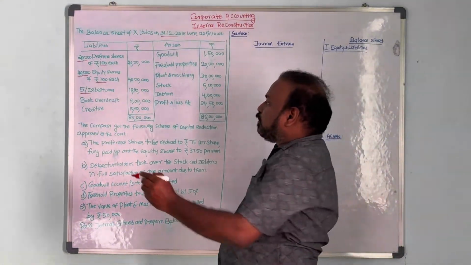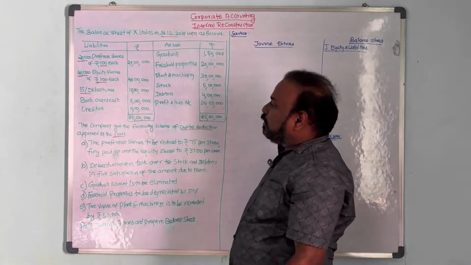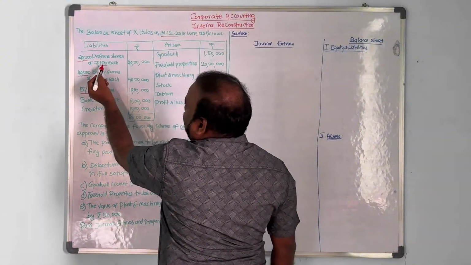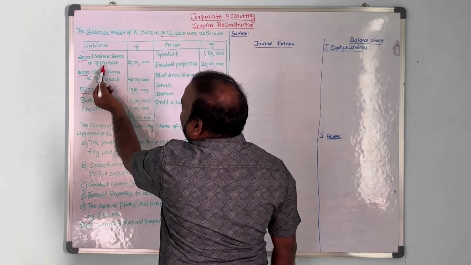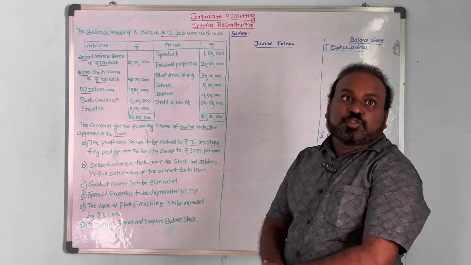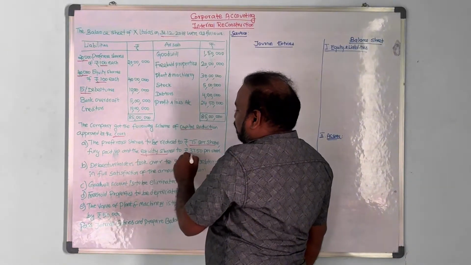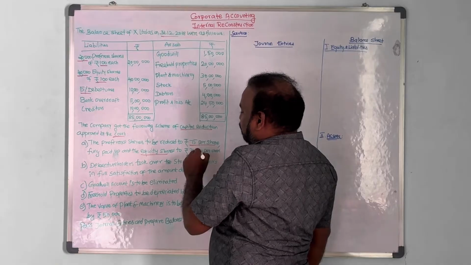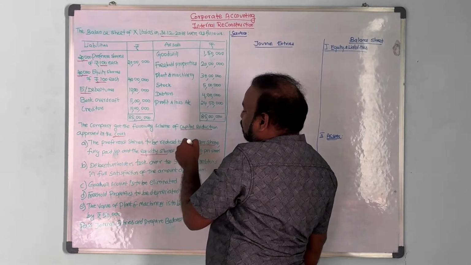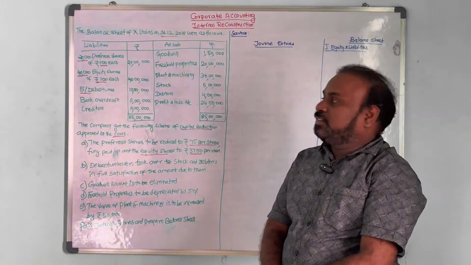The company got the following scheme of capital reduction approved by the court. The preference share is to be reduced to 75 per share. The previous value is 100, now brought down to 75, so preference share is reduced by 25 each. And the equity share is reduced to 37.50 per share. Previously it is 100, now brought to 37.50, so equity share is reduced by 62 rupees 50 paise.